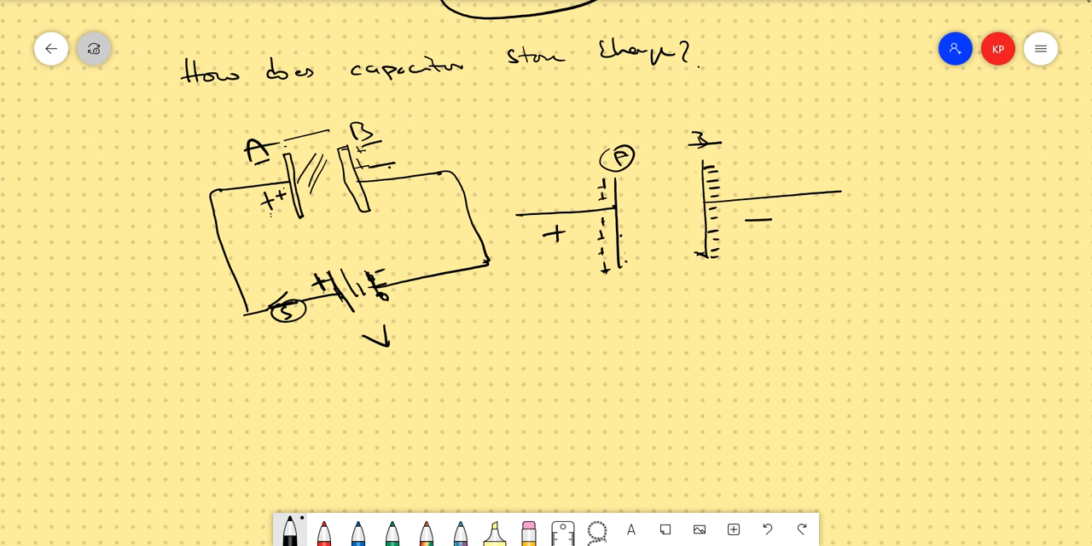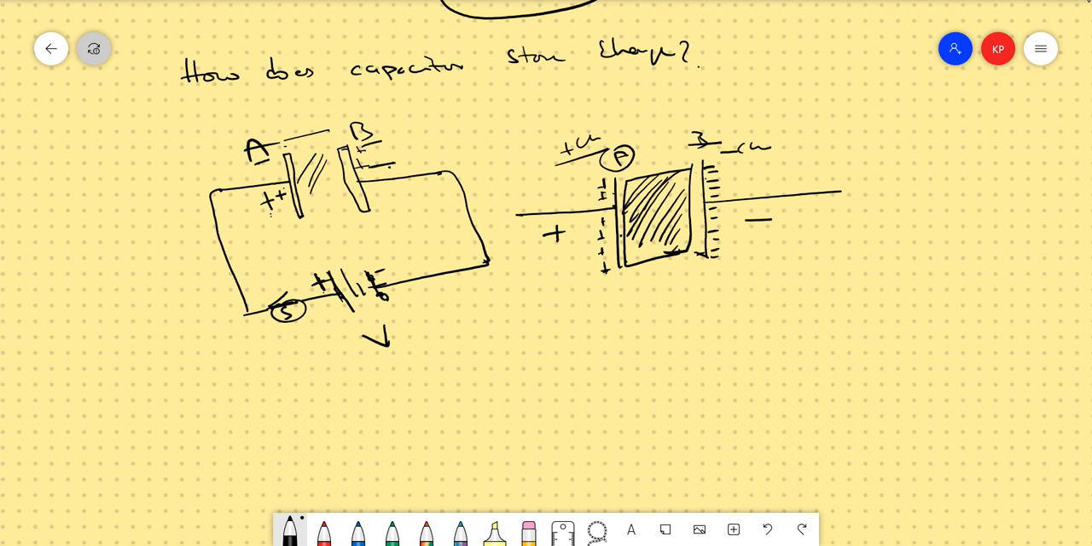Now the medium. Whenever the excess of electrons on plate B, which gets negative charge, is equal to the amount of the positive charge of plate A, the capacitor is said to be charged. That means whenever these two become the same, the negative charge equal to the amount of positive charge, then we can say that this medium is charged. That means the capacitor is charged.